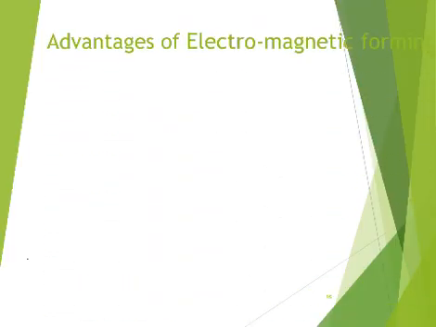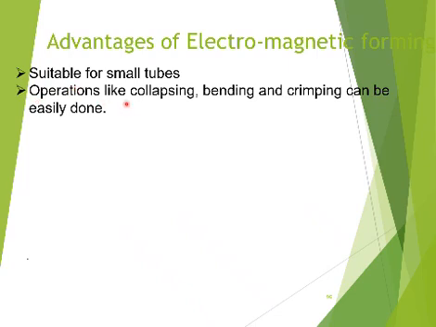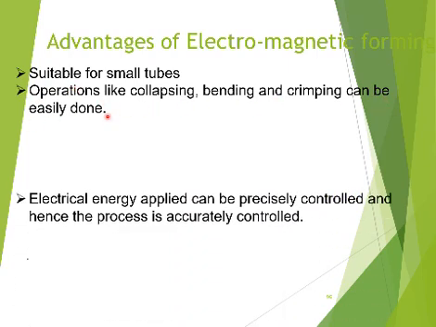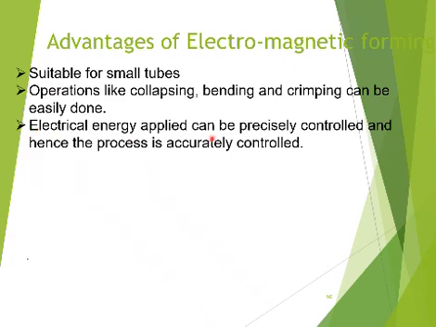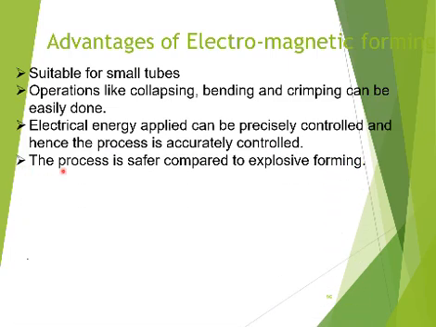Now in this slide we see the advantages of electromagnetic forming. It is suitable for small tubes. Operations like collapsing, bending and crimping can be easily done. Electrical energy applied can be precisely controlled and hence the process is accurately controlled. The process is safer as compared to explosive forming.